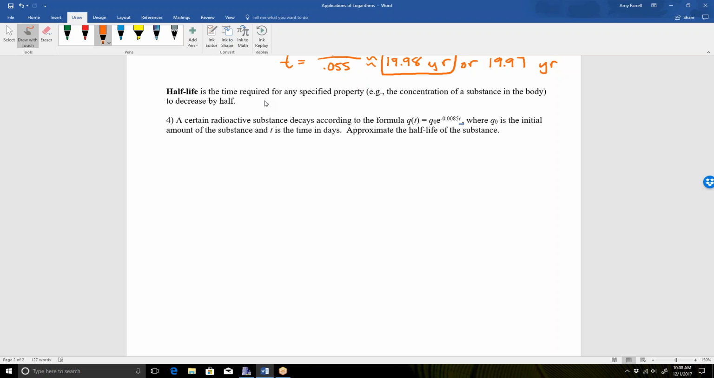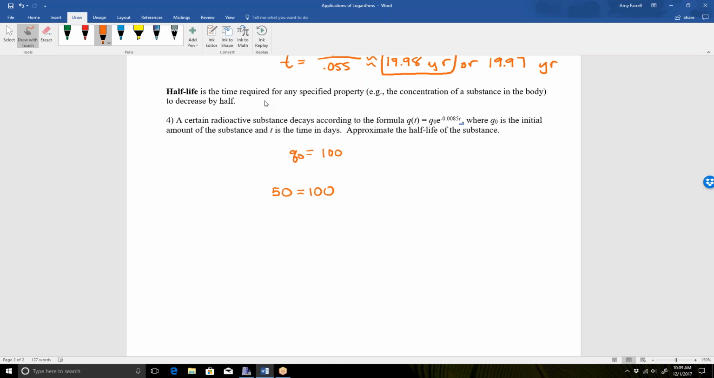Again, they don't give us an initial amount, but that doesn't matter. Let's pick one. I'll show you that you can pick one, and it doesn't matter. I'm going to let my initial amount be 100. I don't even need to put units on that. This Q of t is our quantity after t days. Well, if we're looking for a half-life, I want to make that Q of t one half of the initial amount.